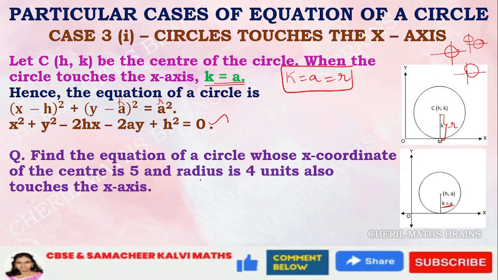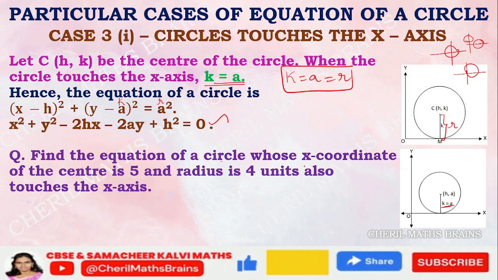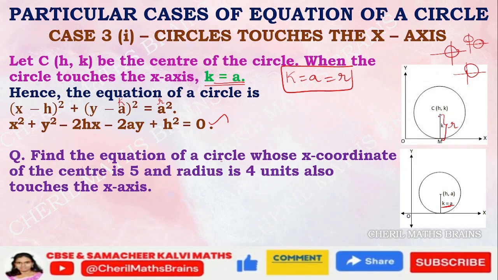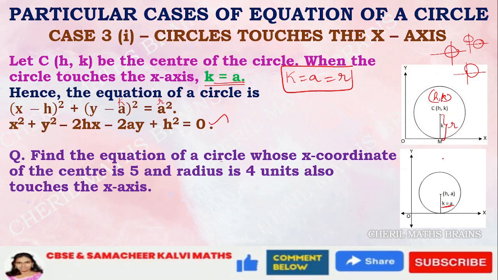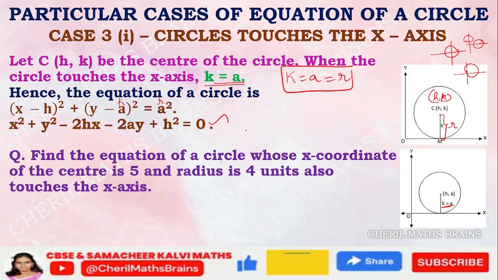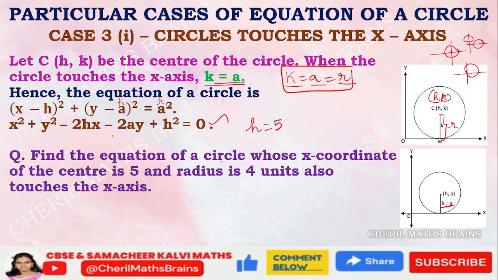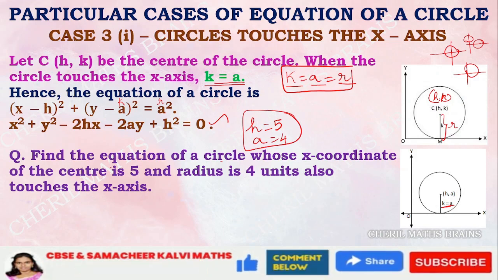Here you will be given a question like this, children, wherein the x-coordinate of the center is 5 and the radius is 4. The center is going to be h comma k, and the x-coordinate is h. So we are given that h is 5, and the radius is 4. r is nothing but a, which is nothing but k. So here we are using h equal to 5 and a equal to 4. When you substitute these in this equation, it will be easy for you, children.